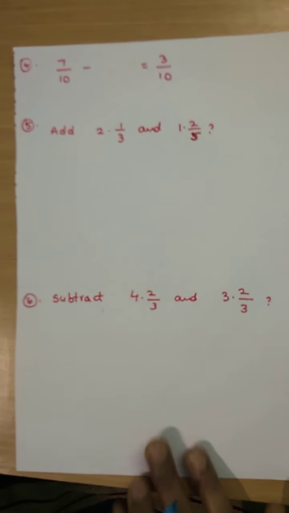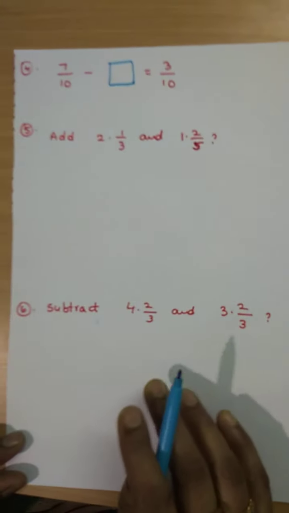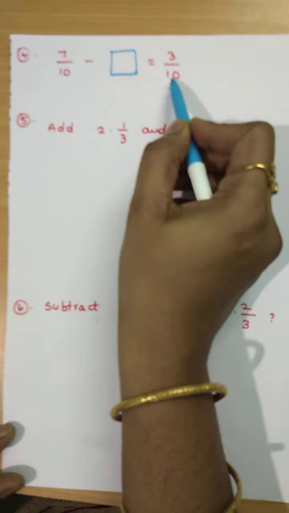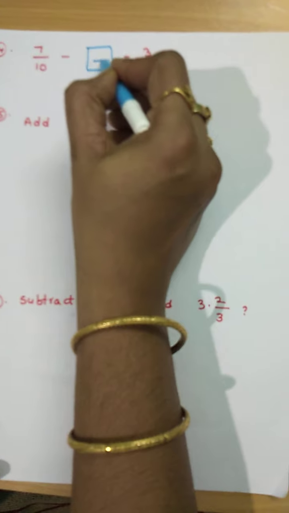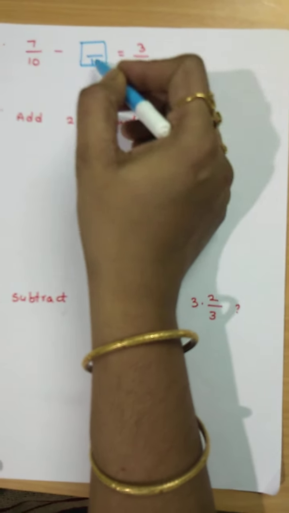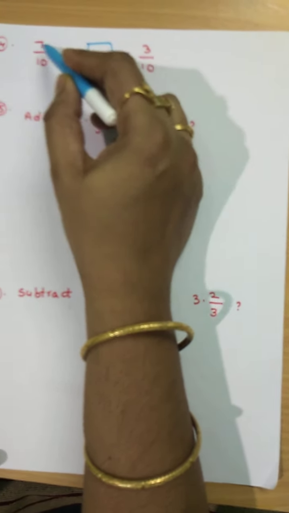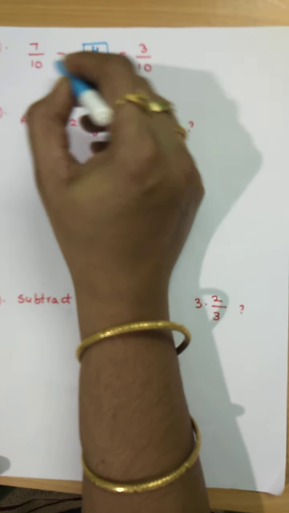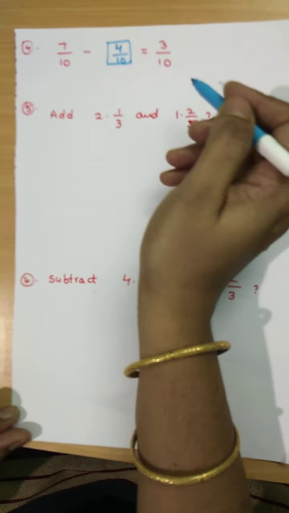Now going to another question. We need to find out the value in the box. Here 7 by 10 minus some value is equal to 3 by 10. These both are like fractions, so in the denominator 10 will come. Here 7 is there, here 3 is there. 7 minus 4 is 3, so we can write 4 here. So 7 by 10 minus 4 by 10 is equal to 3 by 10. This is the solution for this problem.